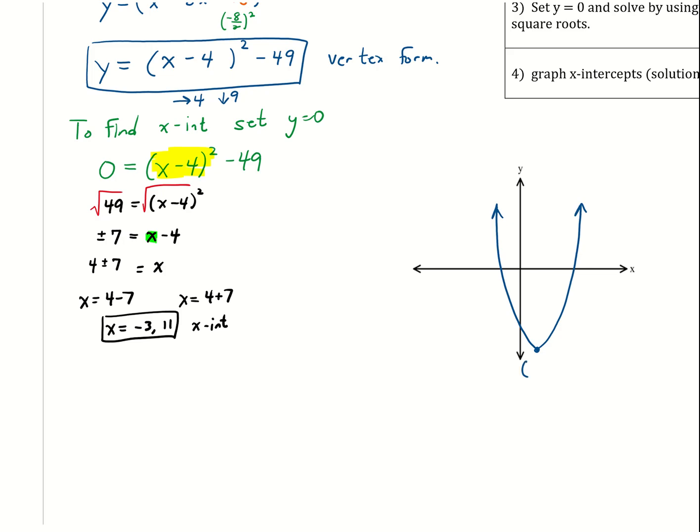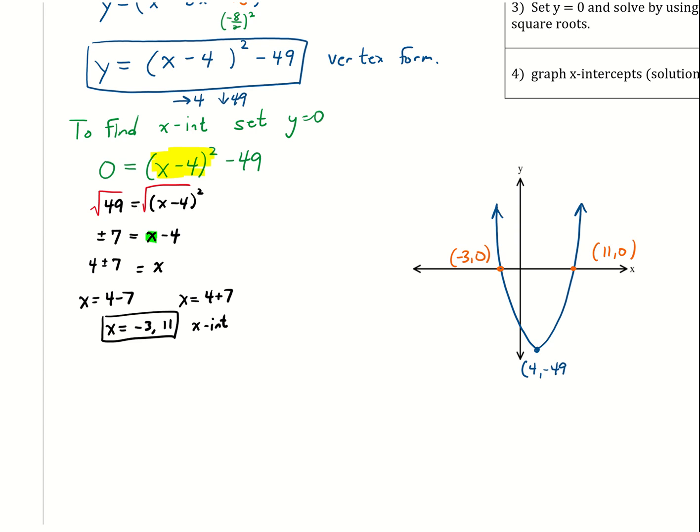We could label this point as 4, negative 49. Sorry, this was down 49. All right, this point would be one of the x-intercepts. In this case, that's going to be negative 3 comma 0. This point would be the other x-intercept, 11, 0.